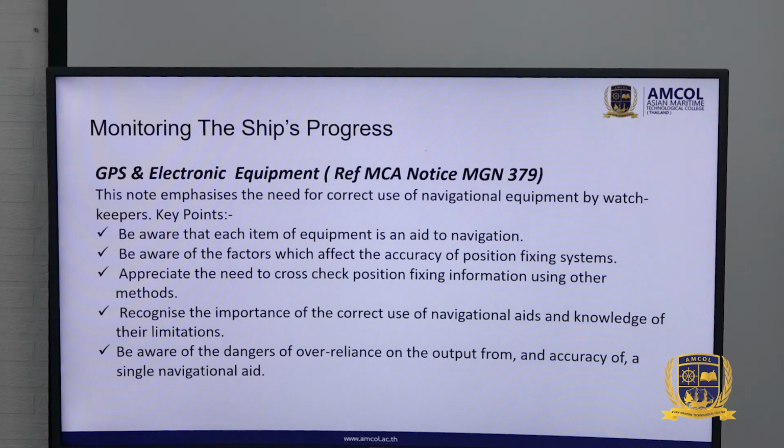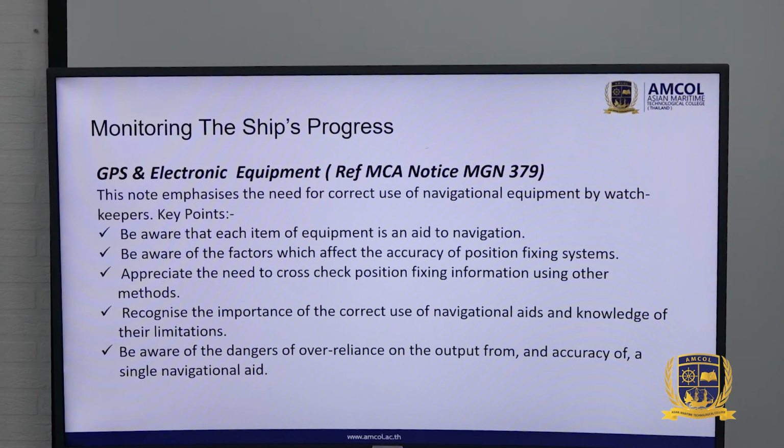So this is what MCA notice 379 says, that with regard to GPS and electronic equipment, these are only aids to navigation. They only help you in navigation. The final decision is yours. You should be aware of various factors which can affect position fixing accuracy, appreciate the need to cross-check position information using other methods, and recognize the importance of navigation aids and knowledge of their limitations.